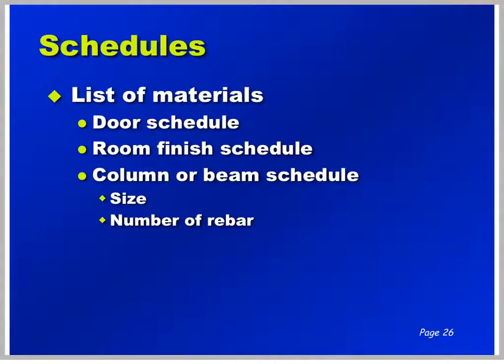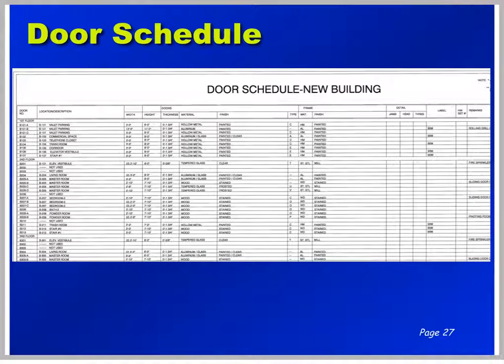Schedules are also another powerful tool in collecting a lot of information in one place. They are a list of materials or data, such as a door schedule or a room finish schedule, or if you're in the structural drawings, a column or a beam schedule showing sizes and number of rebar and things of this nature. You will find schedules used throughout all the different types of drawings by all the different disciplines on a project. Here is an example of a door schedule where each door is identified by a door number that relates to the room it will be located in.